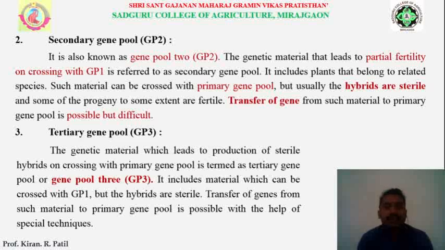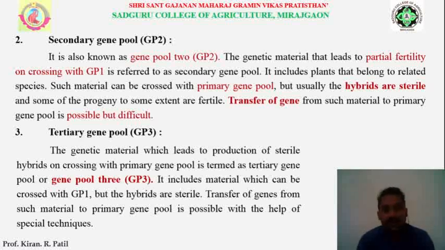Next type is the secondary gene pool, also called gene pool 2, that is GP2. This is genetic material which leads to partial fertility on crossing with GP1. When we cross the secondary gene pool with GP1, that is the primary gene pool, we get partial fertility. It includes plants that belong to related species. Such material can be crossed with the primary gene pool, but usually the hybrids are sterile and some of the progenies are to some extent fertile. The transfer of genes from such material to the primary gene pool is possible but very difficult.